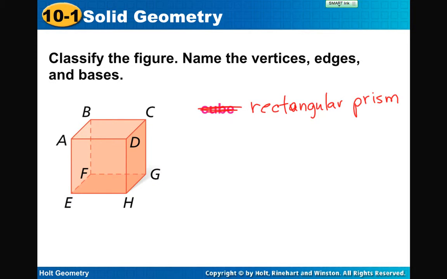So when you name the vertices, how many points would you list? 8. There would be 8 total listed? Okay. When you name the edges, what are you naming when you name edges? The segments. How many would there be?